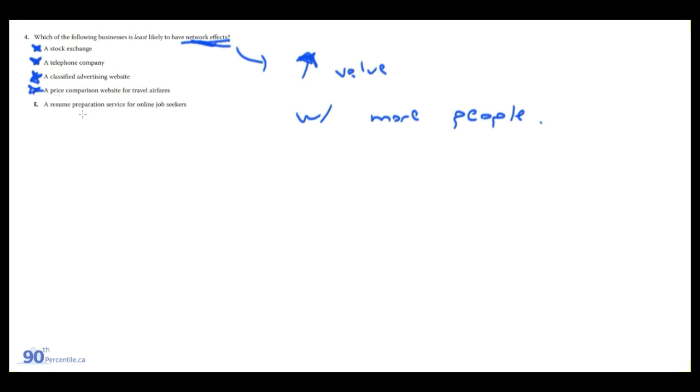And then finally, a resume preparation service for online job seekers. So this is least likely to have network effects. The reason why is because you actually need someone to create the resumes. Someone actually has to provide the services, it isn't automated. So the ability to scale this business would be directly proportional to the ability to hire people, and that's the same with any professional services business. It's scalable to the extent that you can hire.